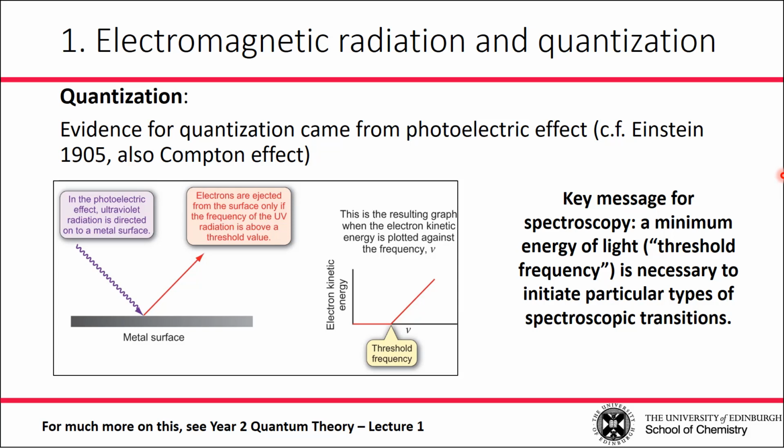The photoelectric effect showed that a certain energy threshold of light incident on a metal must be met before electrons were ejected from a metal. This is, of course, of fundamental importance in spectroscopy. It is telling us that for particular types of spectroscopic transitions, a minimum energy or a threshold frequency is necessary. We will relate this to the idea of spectroscopic transitions.